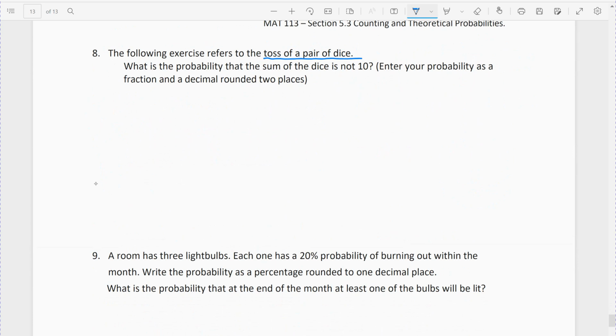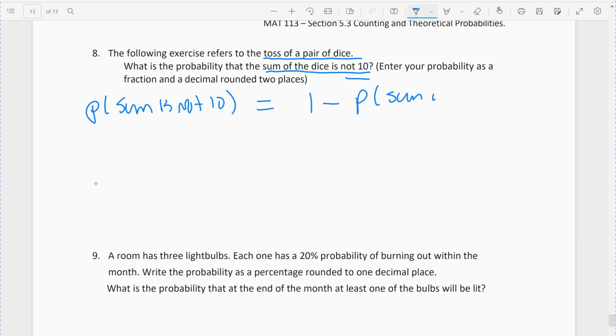So the sum of the dice is not 10. So we want the probability that the sum is not 10. Well, the easiest way to do that is 1 minus the probability you get the sum of 10, right? Because the sum of not 10 would mean you have a sum of 2, or 3, or 4, or 5, or 6, or 7, or 8, 9, skip 10, 11, or 12. So the easiest way is to figure out the sum of 10 and subtract it from 1.